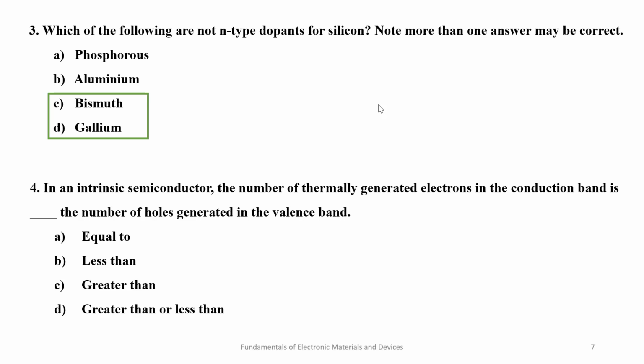Yeah. So next is, in an intrinsic semiconductor, the number of thermally generated carriers in the conduction band is dash the number of holes generated in the valence band. So it is an intrinsic semiconductor. Intrinsic semiconductor meaning that first, can someone tell me what is an intrinsic semiconductor? Ma'am, pure semiconductors. Yeah, something that is not having any impurities.